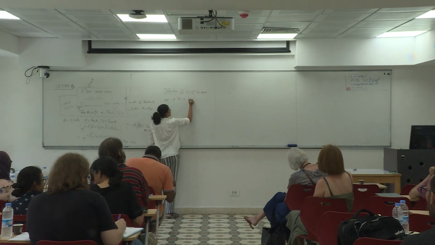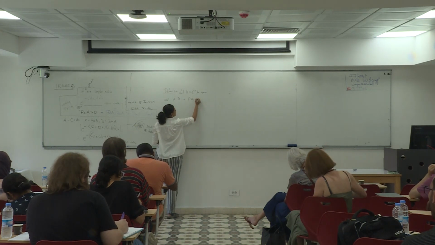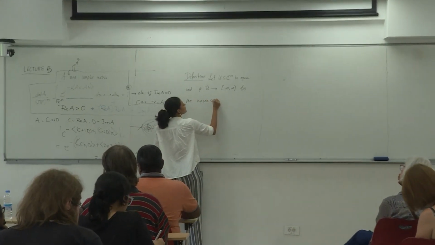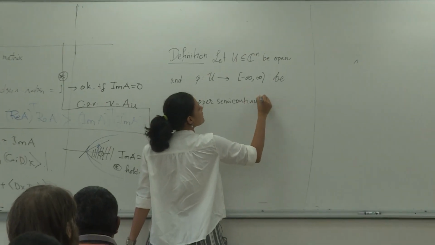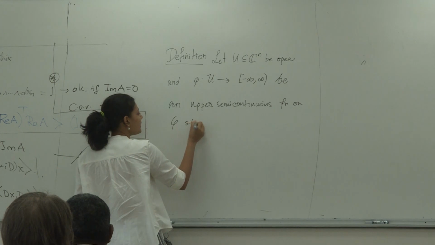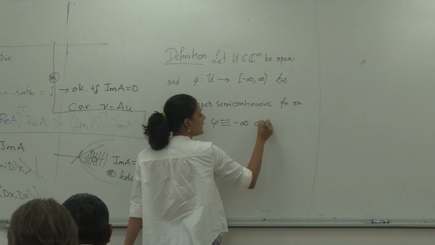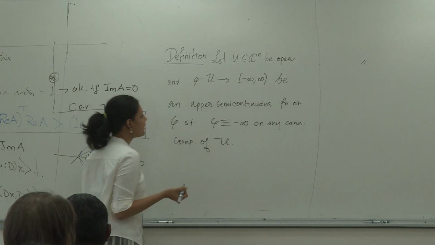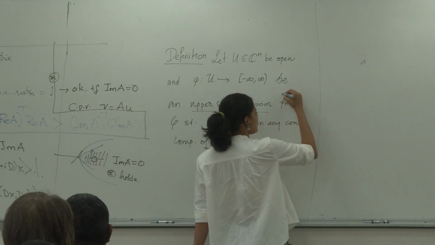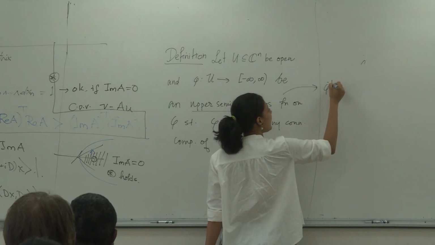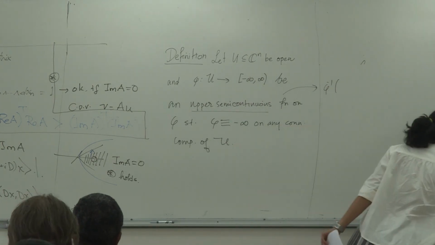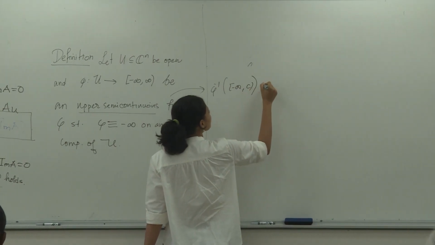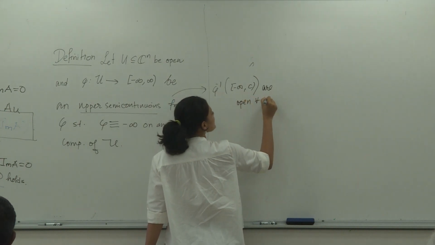a real valued function, but I allow it to take the value minus infinity, an upper semi-continuous function on U such that phi is not identically minus infinity on any connected component of U. And this just means, if you haven't seen this before, that if I pull back these sets, these are open for all c in R.